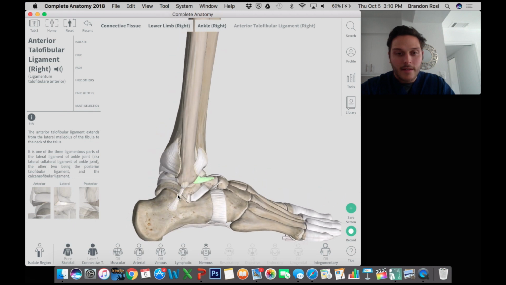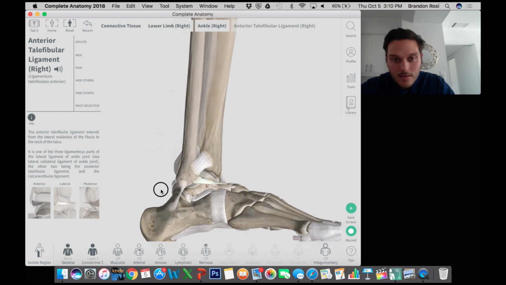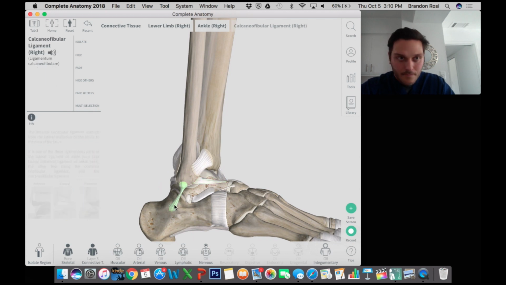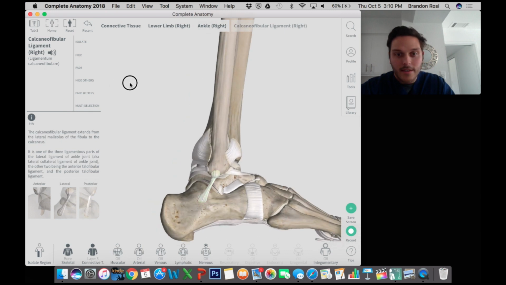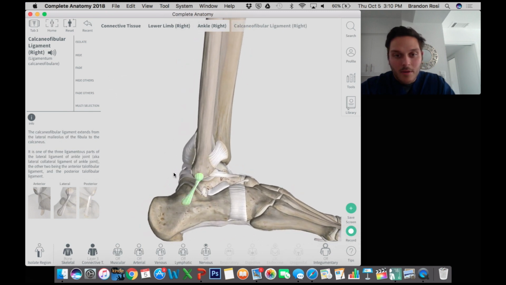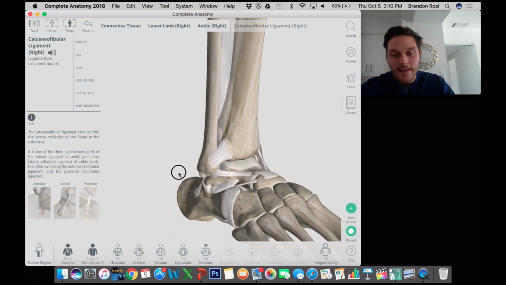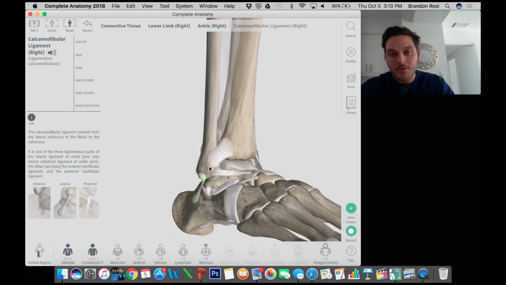Alright, and right here is the posterior calcaneal fibular ligament. Let's see, alright, so right here. And so this is probably the second most commonly ruptured ligament in an ankle sprain, whether completely ruptured or partially ruptured, depending on what grade tear it is.